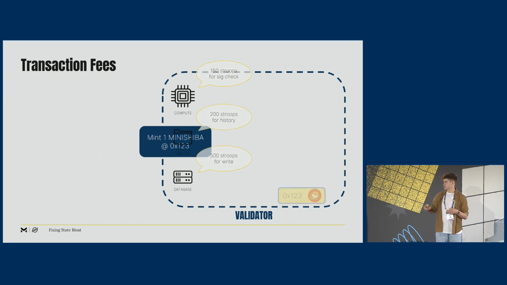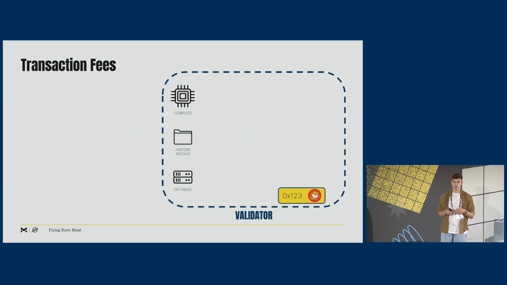And so we see that this transaction goes through, and we're left with our one Mini Shiba token balance stored on our validator. The fundamental issue is these are one-time fees, but we have to perpetually store this token balance forever.